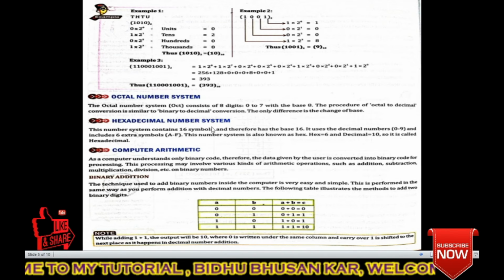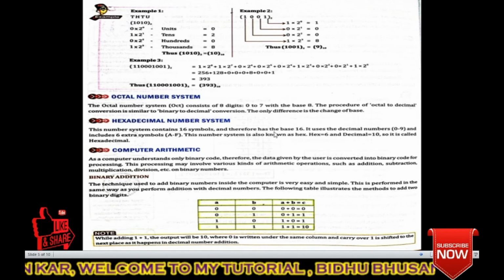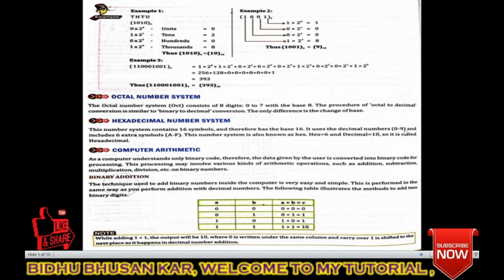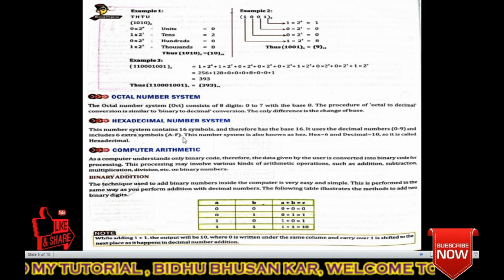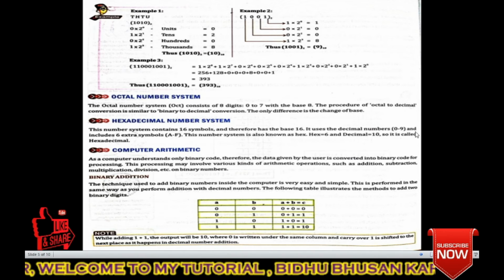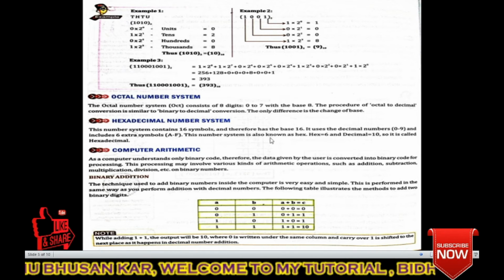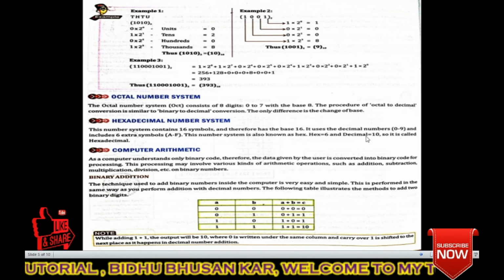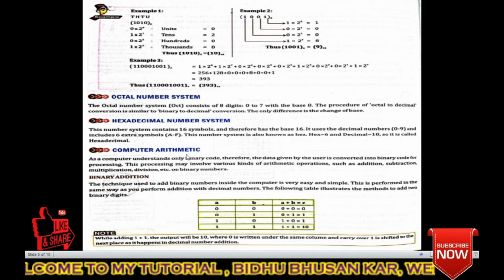hexadecimal number system. The number system consists of 16 symbols and therefore has the base 16. It uses the decimal numbers 0 to 9 and includes 6 extra symbols, means A to F. Okay, A, B, C, D, E, F. Total 6, then 0 to 9. Okay, so total is 16. This number system has hex equal to 6 and decimal equal to 10. So it is called hexadecimal. Okay, next, computer arithmetic.